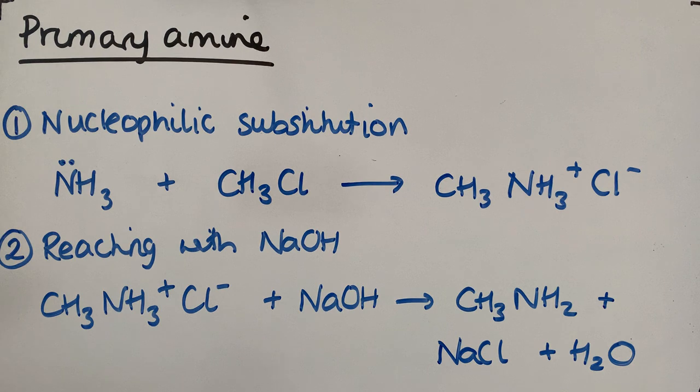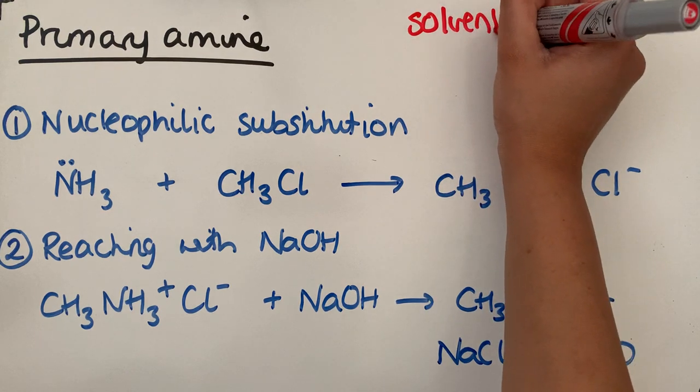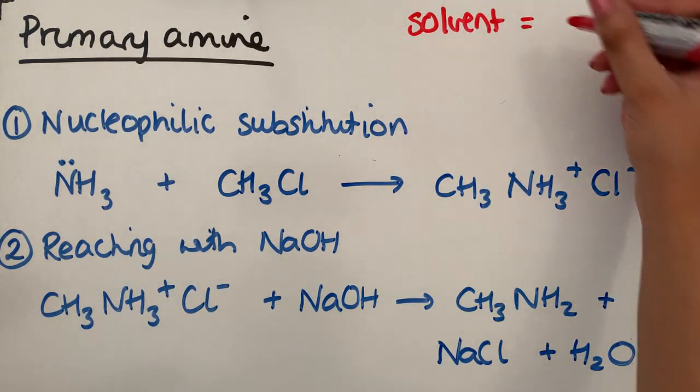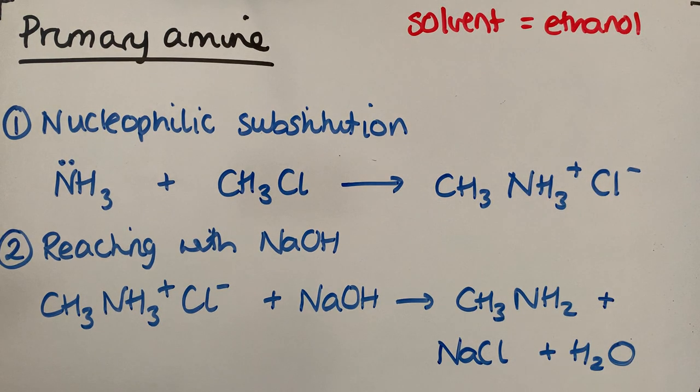Okay, now there are two things that are very important in this process in terms of the conditions. Condition number one is the solvent that we use. I'm just going to write this at the top over here. So the solvent that we use is very important. You have to use ethanol. And the reason we use ethanol is because we don't want any water present.